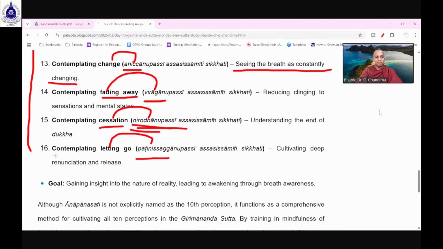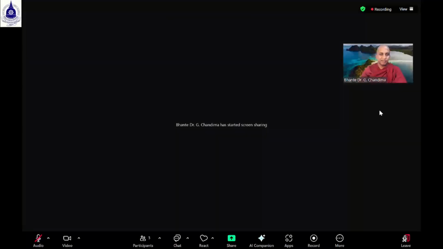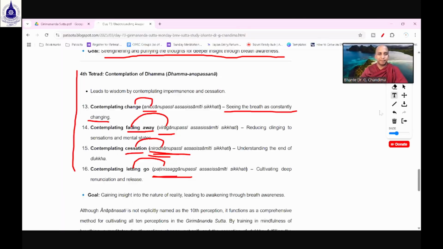Finally, contemplating letting go, patinissagganupassi: a moment when you experience a deep renunciation. I would not even call it deep renunciation. I would call it an inner renunciation. This is very interesting. We call it inner renunciation. Put it this way.